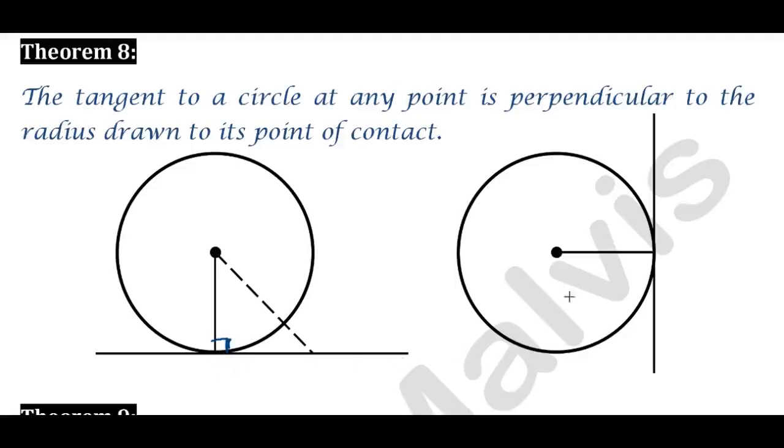90 degrees. Then look at this one too. This is a tangent, a straight line, and this is a radius. Then this point of contact is 90 degrees or perpendicular. So that is what theorem 8 is simply saying. The point of contact of a radius and a tangent is perpendicular.